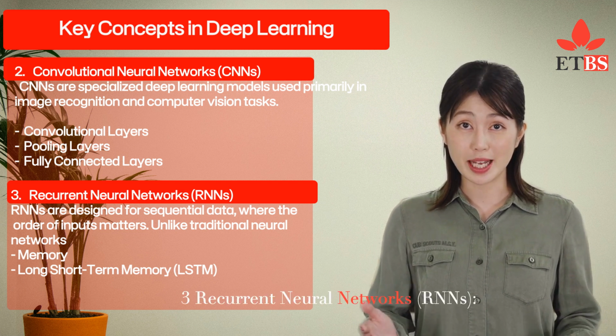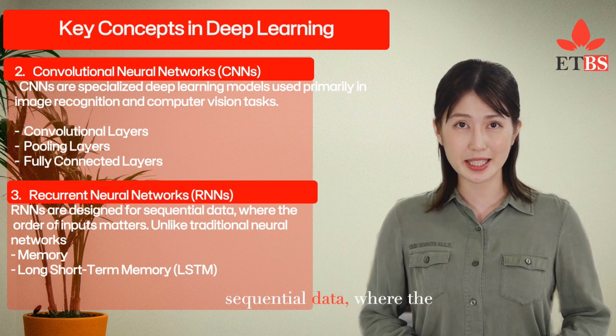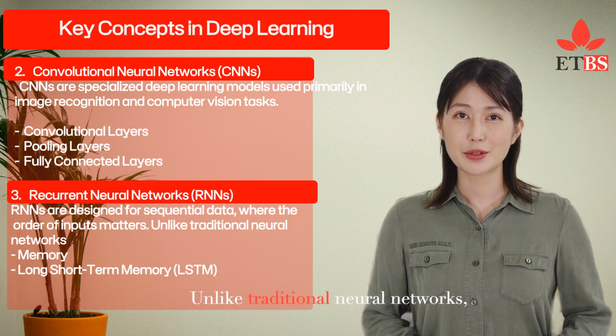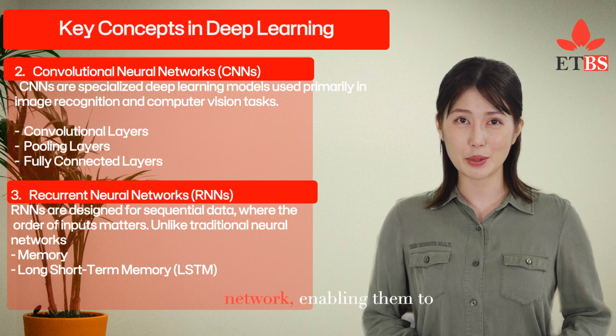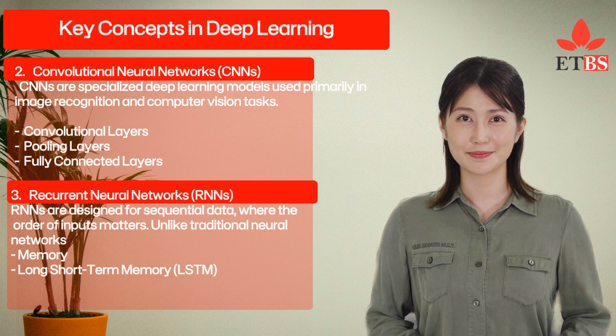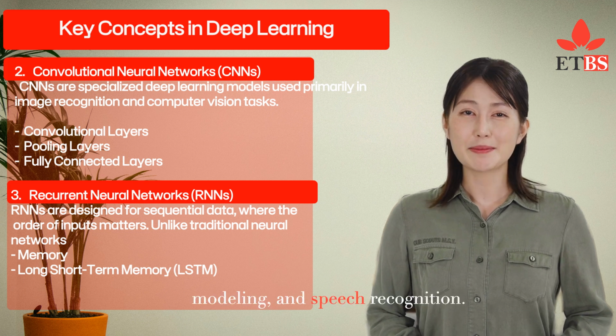3. Recurrent neural networks, RNNs. RNNs are designed for sequential data, where the order of inputs matters. Unlike traditional neural networks, RNNs have connections that form cycles within the network, enabling them to retain information from previous steps. This makes them particularly useful for tasks like time series prediction, language modeling, and speech recognition.